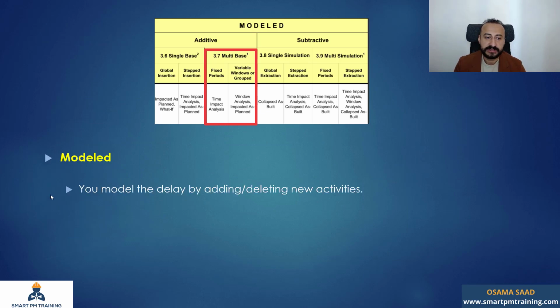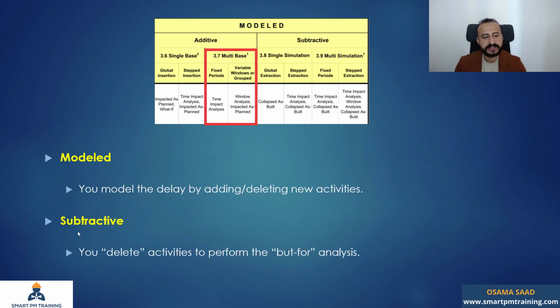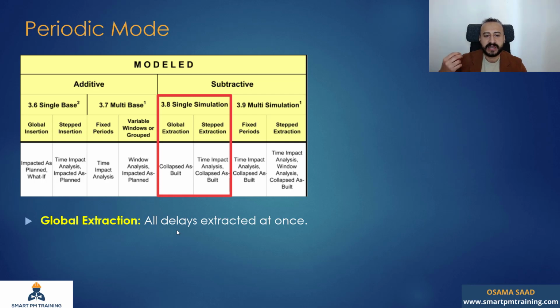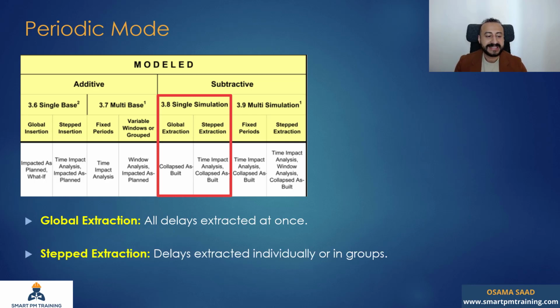The method is modeled. I model the delay by adding new activities. It's adding and deleting, of course. It's subtractive because you delete activities to perform the but-for analysis. Periodic mode, global extraction. Maybe I want to dissolve all delays at once under a specific category, or like, maybe all employer delays at once, or all contractor delays. It can be stepped extraction, individually or in groups.